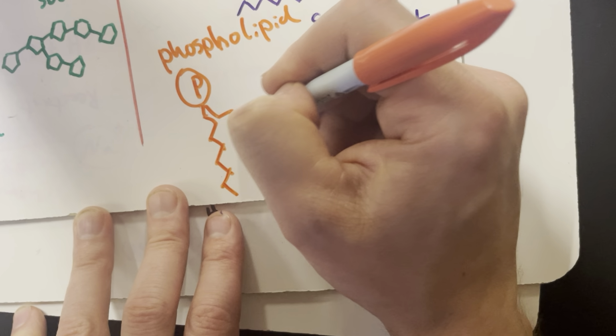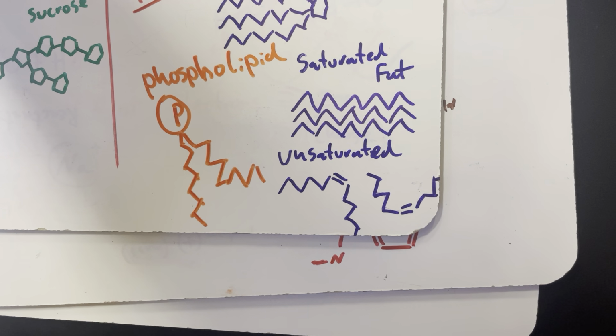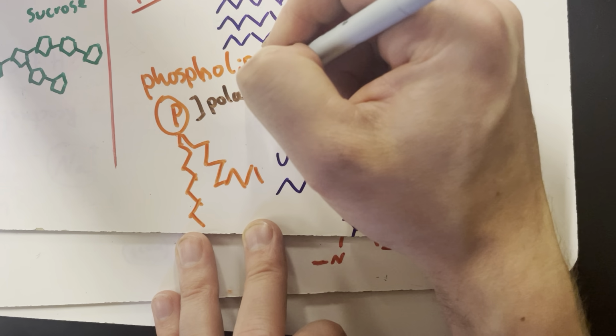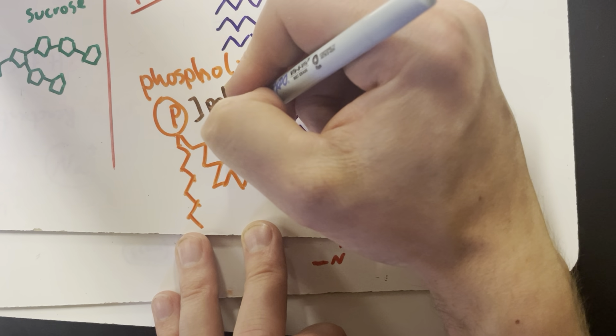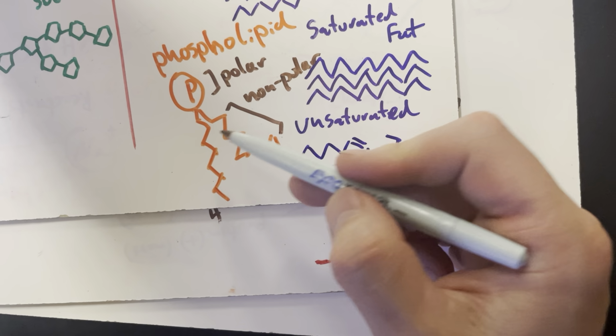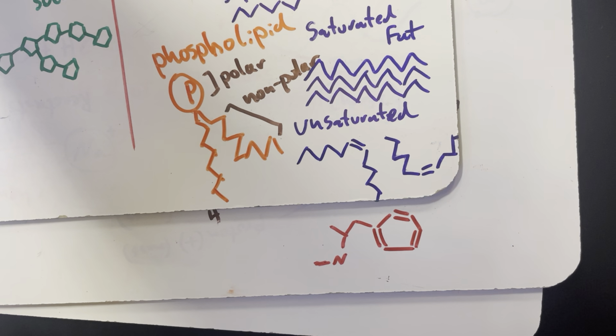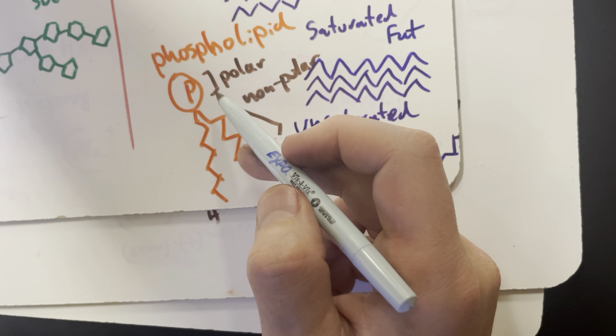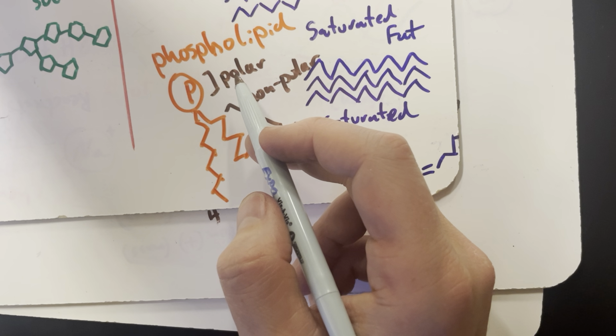Usually one of them kinks out a little bit. But yeah, a phospholipid is super important because it has a polar region and a non-polar. So the fatty part of a phospholipid is nonpolar. That means it can dissolve in oil. The polar part can dissolve in what? Water, yeah.